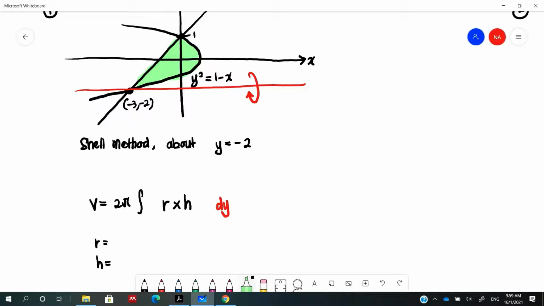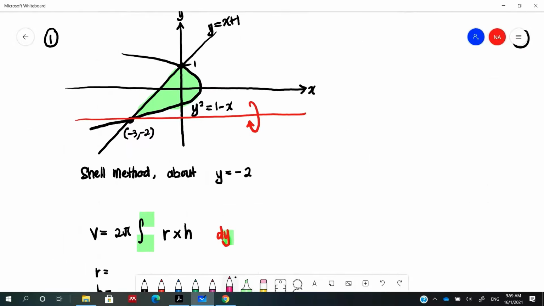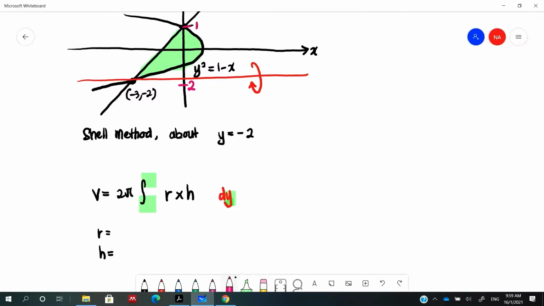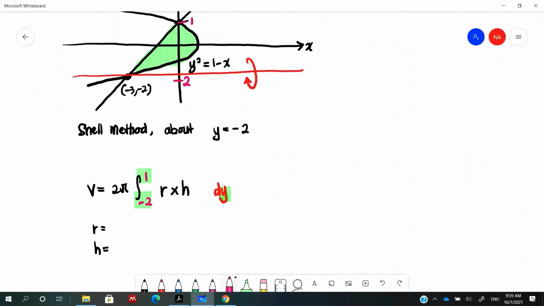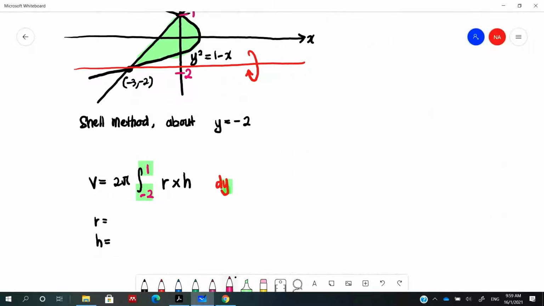The values on this integral should be on the y-axis because this is dy. On the y-axis, the region is bounded from -2 until 1, so it should be -2 until 1. Now you have to determine the radius and the height. When it is in terms of y, it should be right minus left.